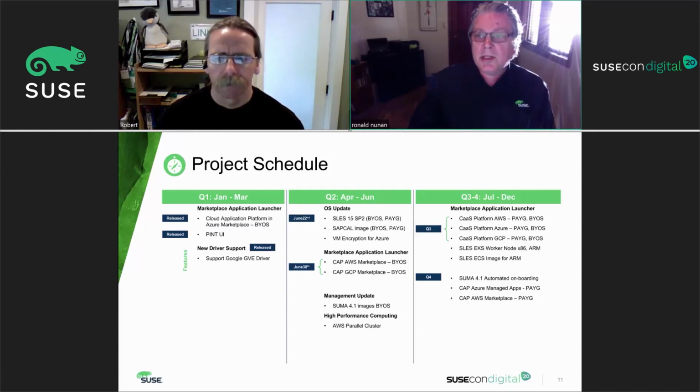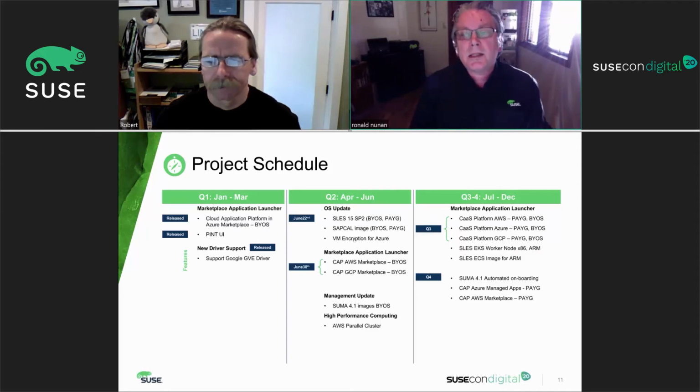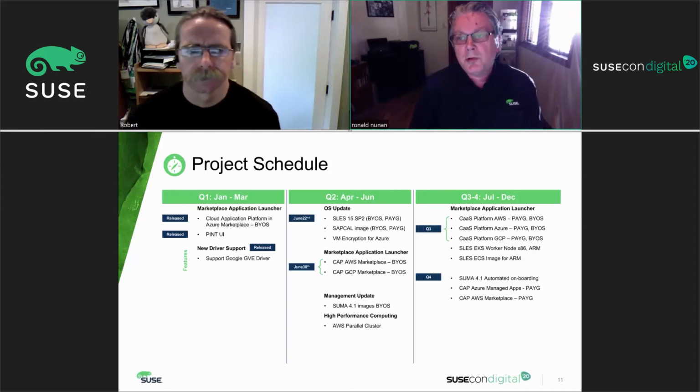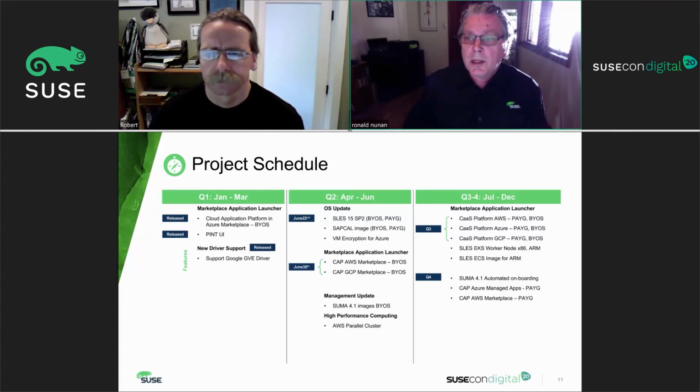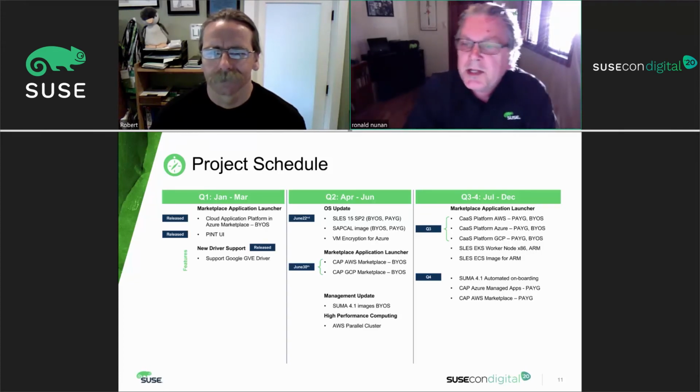Throughout the end of the year, you're going to see some similar things happen with the CAS Application Platform. So Q3 through Q4 calendar year, the CAS Container as a Service Platform on AWS, Azure, and GCP.